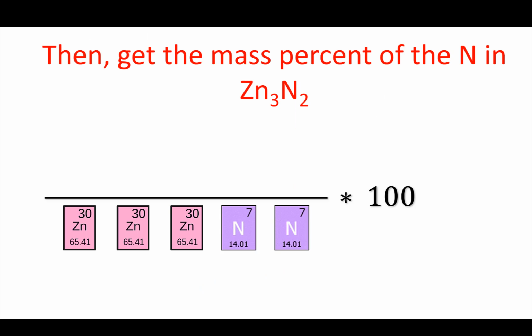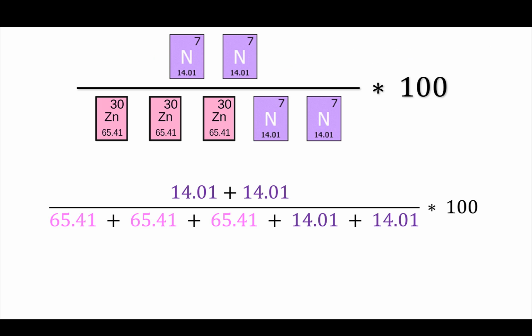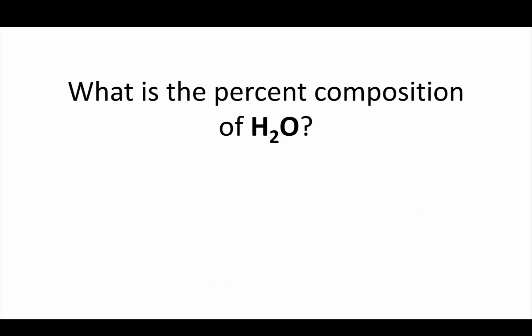I would do the same thing for nitrogen. So I would take the mass of the whole chemical on the bottom, all of it, and then just take only the nitrogens, put those on the top. So the mass of the 2 nitrogens divided by the whole mass times 100. That's going to be 2 copies of nitrogen divided by the whole molar mass times 100. That'll give me 12.5% nitrogen. So this tells you how much of the mass is made of every chemical.